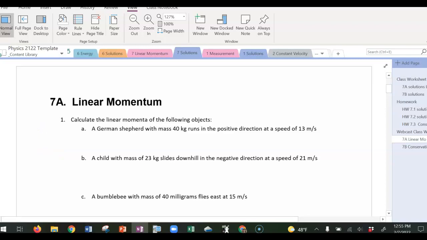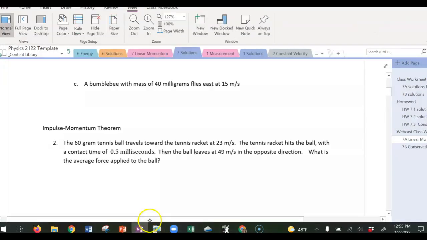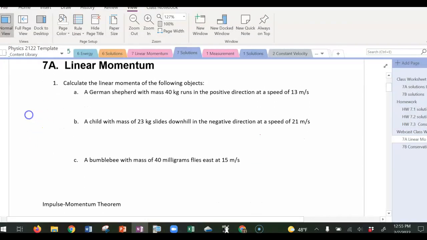Remember that momentum is like mass in motion, and so momentum is calculated as the product of something's mass and its velocity. So that's usually written as the momentum P equals the mass times the velocity. Momentum is a vector, and so it does matter what the sign of the velocity is.